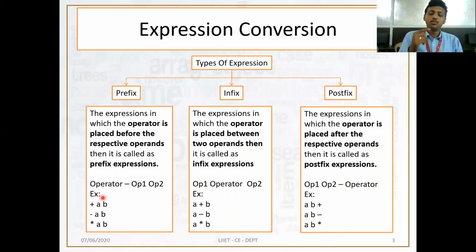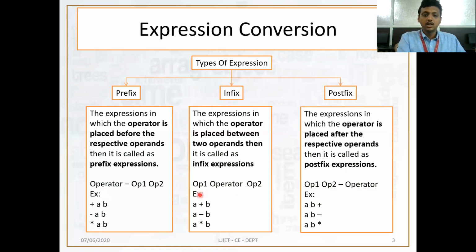Moving forward to the next, infix. What do you mean by the infix? Infix means A plus B, 2 plus 3, 3 plus 6, 5 plus 8, A star B, A minus B. Each and every such expression is known as infix, where the operator is in between two operands: operand 1, operator, operand 2. In prefix it is operator, operand 1, operand 2. In postfix it is operand 1, operand 2, operator.